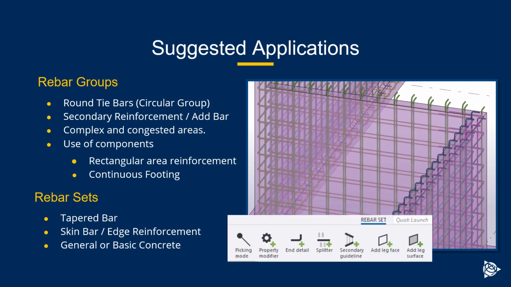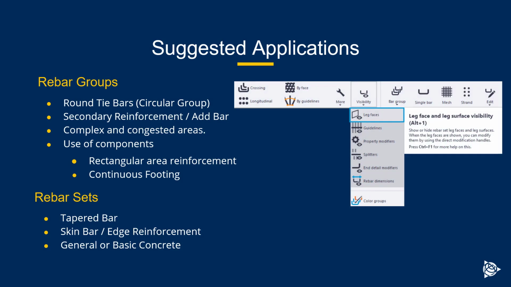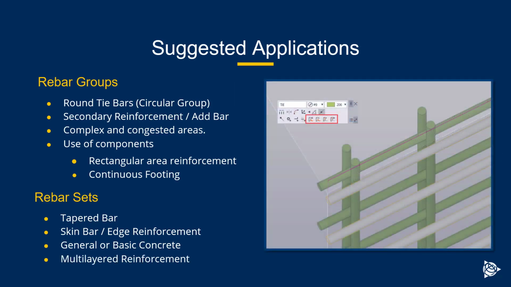Just get familiar with the different modifiers that you can put in, the end details and the splitters. I think if you can learn those tools a little bit better, you'll really carry yourself forward. And don't be afraid to turn on and off rebar faces in the visibility to help you get your reinforcement where you need it to be, and then turn that off so that it doesn't get in your way. Lastly, these are great too: multi-layer reinforcement. So if you have two layers of horizontal and vertical bars in a large wall or other mass placement, rebar sets are going to put this in a nice, neat order for you, and you can manipulate it through the contextual toolbar about where they reside. So another great application for sets.